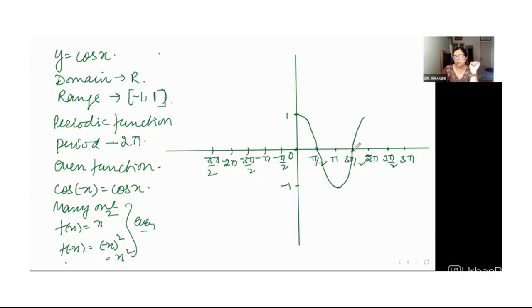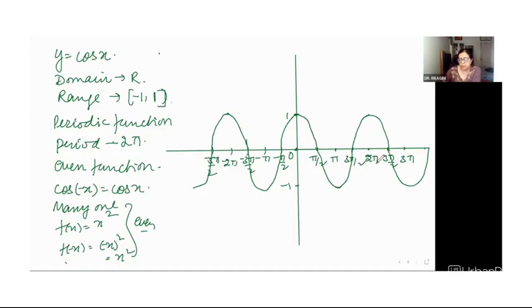Cos 2 pi is again 1. Cos 3 pi by 2 is again 0. Cos 3 pi is minus 1 and then again 0. This way you can complete the cycle to infinity. So cos minus pi by 2 is again 0. This is minus 1, this is 0, then again 1, 0, and this way.